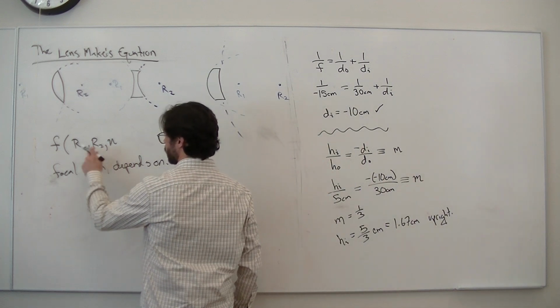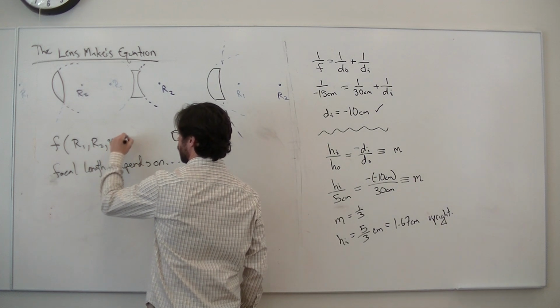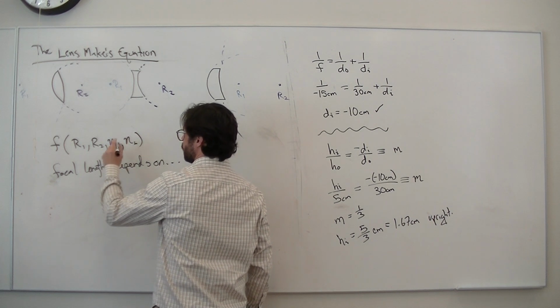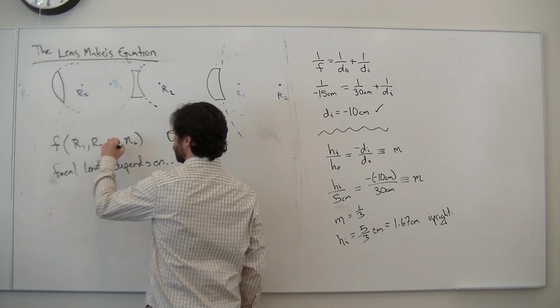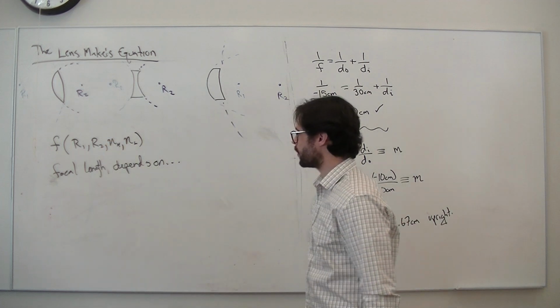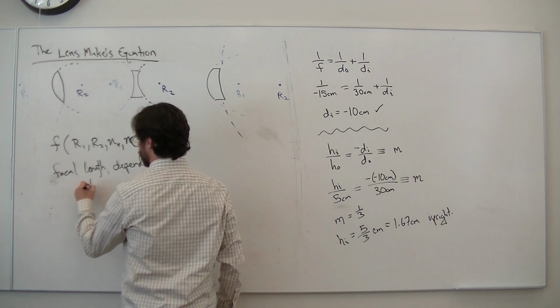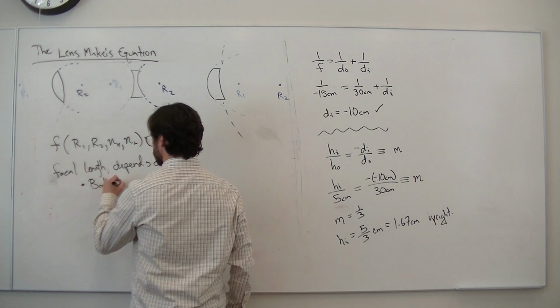So the full description of this would depend on both the index that you're leaving and the index of the lens itself. So I'll call this an M for medium and an L for lens itself. So in words, this depends on both radii.